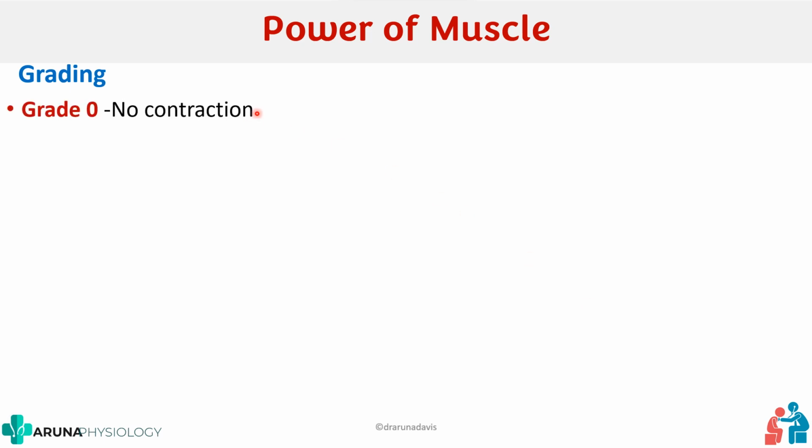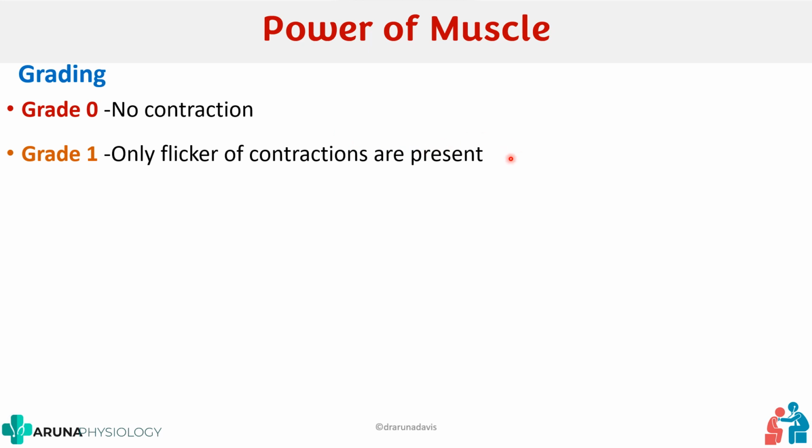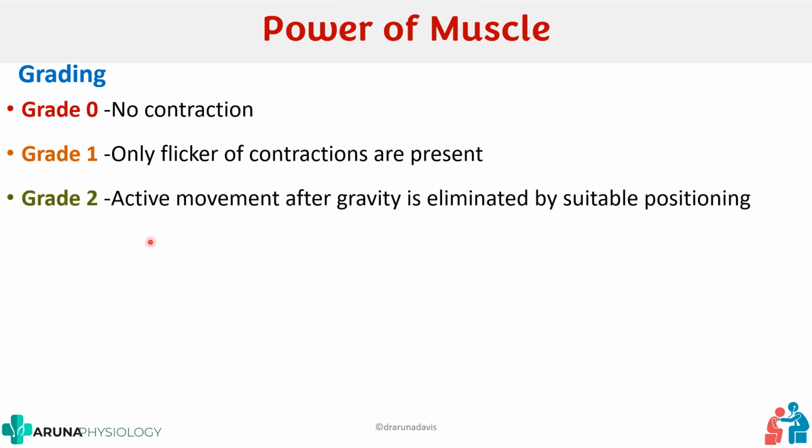So grade 0 is no contraction. Grade 1 is flicker of contraction. Grade 2 is active movement after gravity is eliminated by suitable positioning, which means that the muscle cannot contract against gravity. For example, moving the upper limb in the upward direction is not possible, but moving it sideways is possible. Okay, so active movement against gravity is not possible in grade 2.